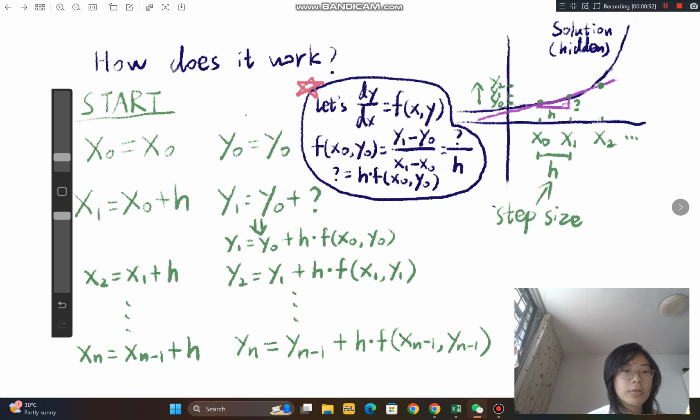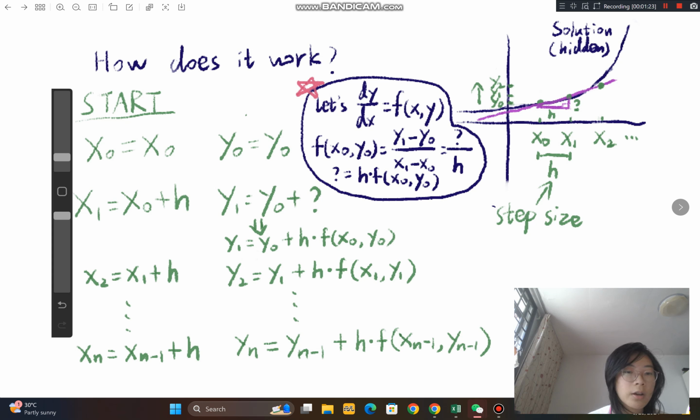The differential equation dy divided by dx equals f of x, y is the slope at any given point. It gives you the slope of the pink line at the point x0, y0 on the curve. The slope of the tangent line equals the unknown extra height divided by h. The unknown height is h times f of x0, y0, so y1 equals y0 plus the extra height, h multiplied by f of x0, y0.